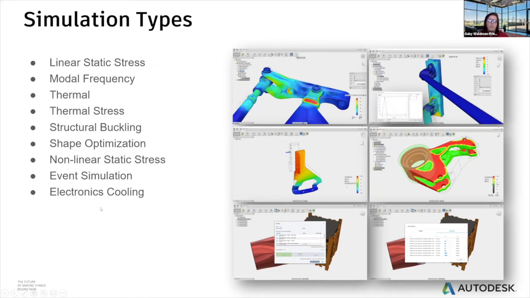And then lastly, electronics cooling. This is probably the one that's the most different of any of the other types, but it incorporates some convection into it. So it's simulating how electronics can cool, right?